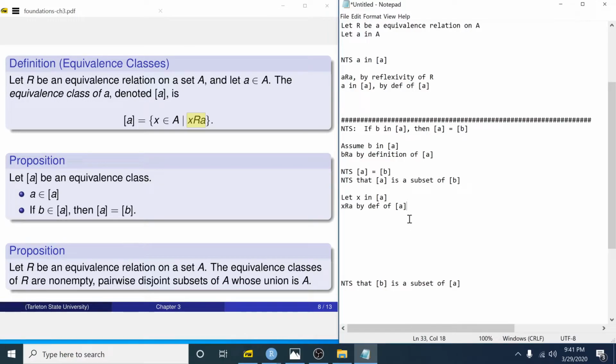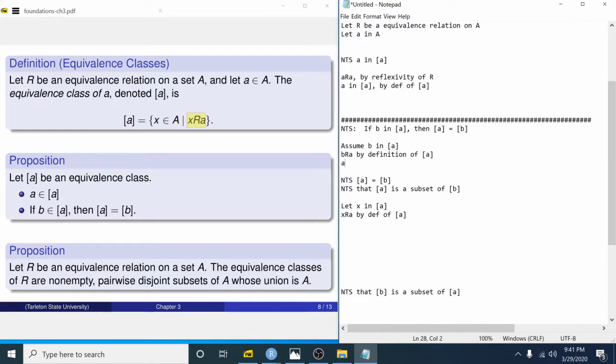Now, I want to point out that up here, we already assumed that B was in bracket A, and that says that B is related to A, but that also means that A is related to B by symmetry of R. And then you'll notice that if X is related to A and A is related to B, then that implies that X is related to B, and I'll just write out the full reasoning here. X is related to B because X is related to A is related to B, and R is transitive.